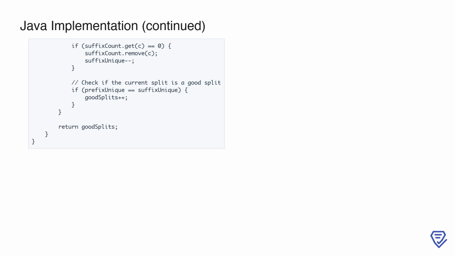At this point, we check if the number of unique characters in the prefix matches the number of unique characters in the suffix. If they are equal, this means we have found a good split, so we increment the good splits counter. The loop continues this process for each character in the string. Finally, once the loop completes, we return the total count of good splits. This approach ensures that we efficiently calculate the number of valid splits by maintaining and updating the prefix and suffix maps dynamically as we iterate through the string.